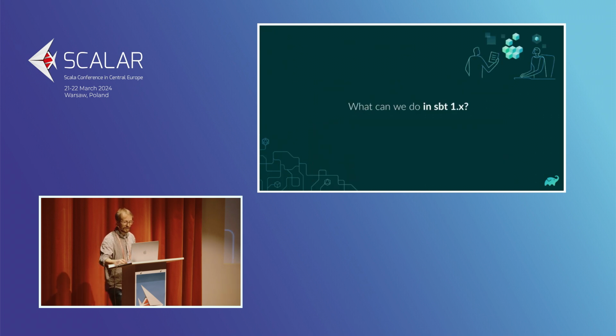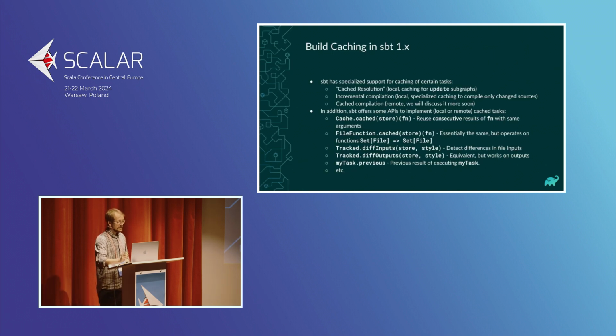Okay, so we've seen the landscape. So what can we do today in SBT 1.x? At the moment, SBT has some specialized support for a few tasks and common operations. One of those is called cached resolution. This is purely local. And the idea is that dependency resolution takes a lot of time because we have to do conflict resolution. So with cached resolution, subgraphs of the entire third-party dependency graph are taken, and SBT tries to extract subgraphs and cache the conflict resolution that happened for those subgraphs so that it can be reused in next iterations.